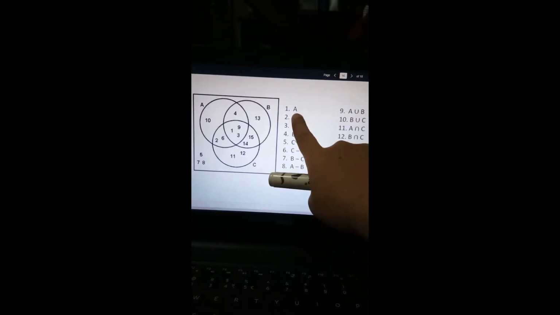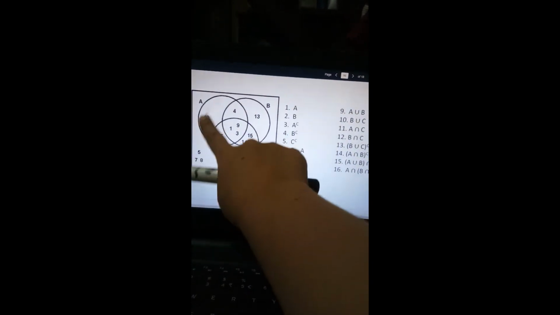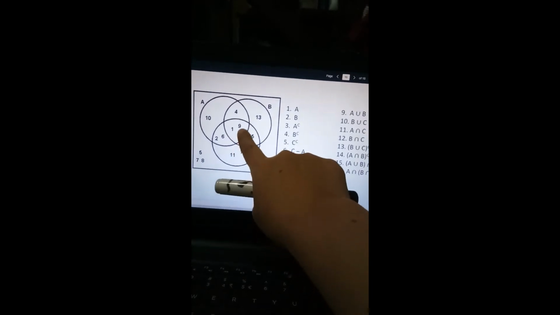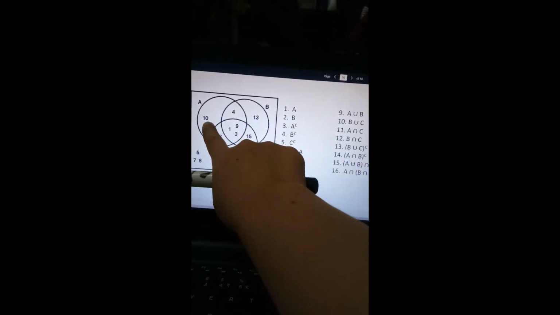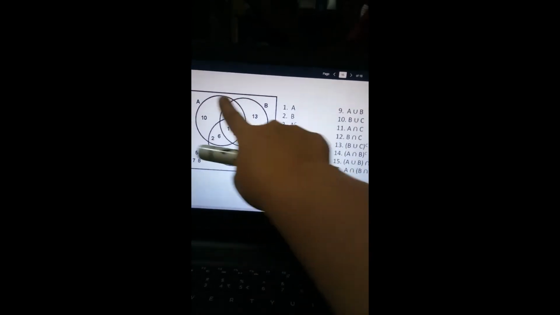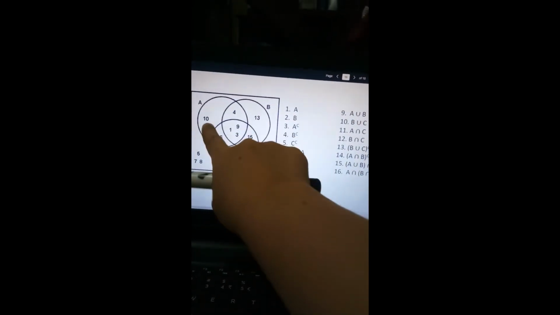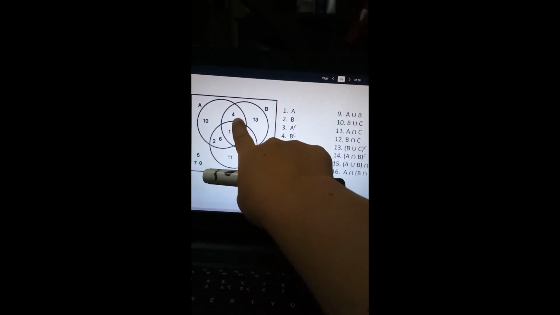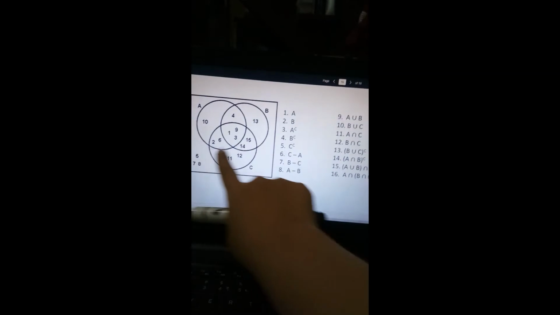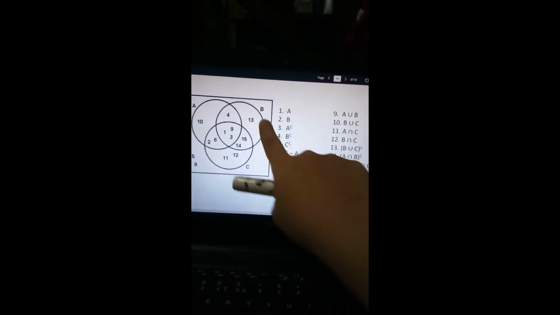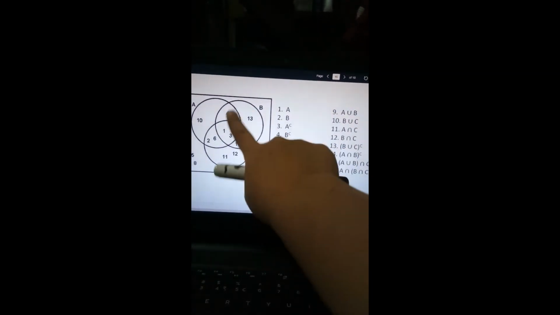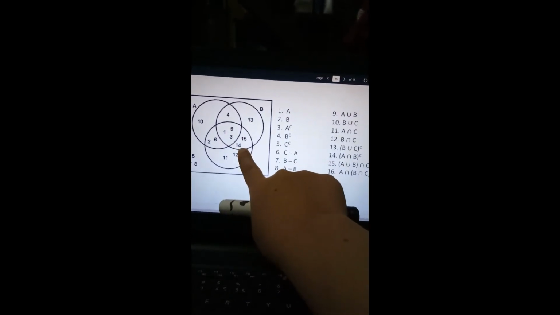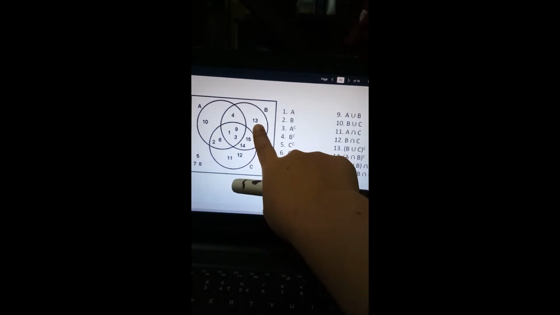So set A, what are the elements under set A? The answers would be what? 4, 1, 3, 9, 6, 2, and then 10. Uulitin ko, set A. The answers are 10, 2, 6, 1, 3, 9, 4. Okay? Kasi ito yung buong set A. Next, set B. Yan ang buong set B. Therefore, the answers are 4, 1, 9, 3, 14, 15, and then 13.